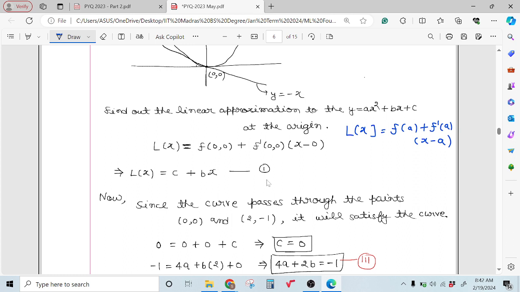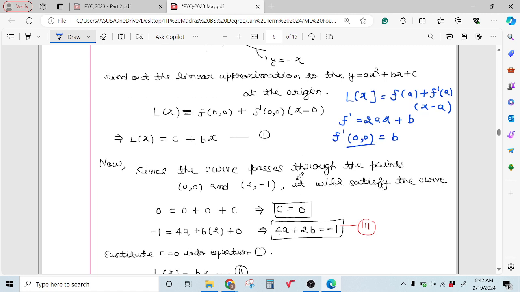If we calculate f prime, we take the derivative, 2ax plus b. If we calculate this derivative at 0 comma 0, it will be b. So this is written here as bx. So the approximation is c plus bx, and we will call this equation 1.